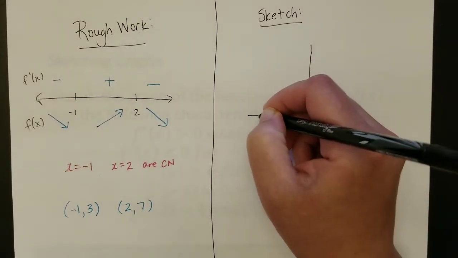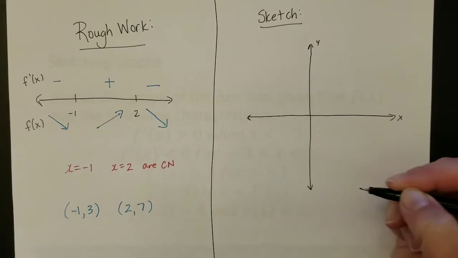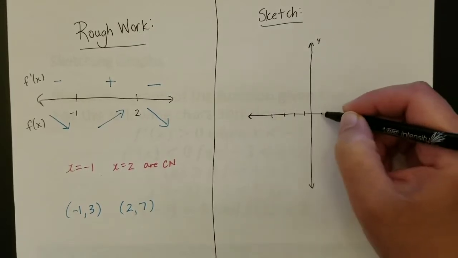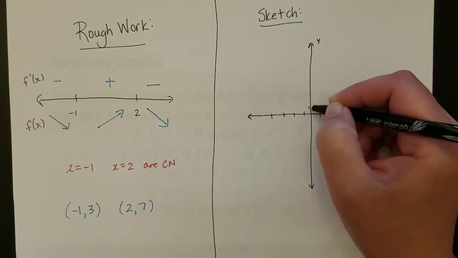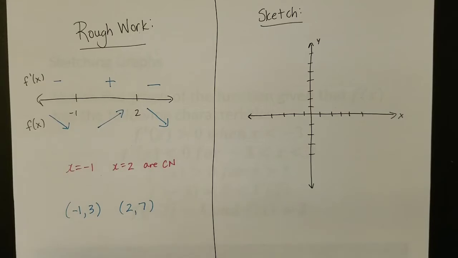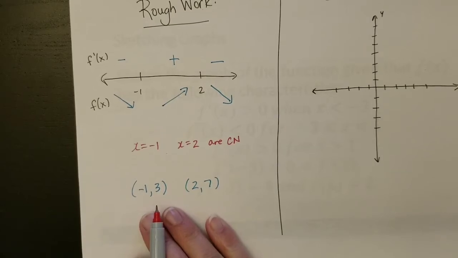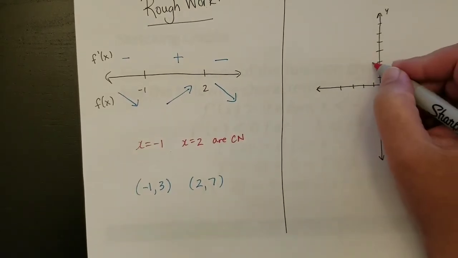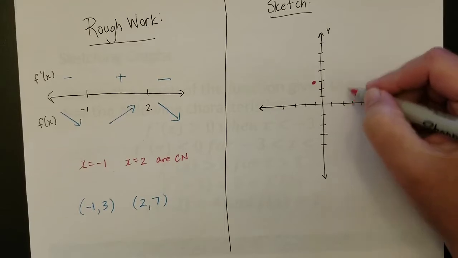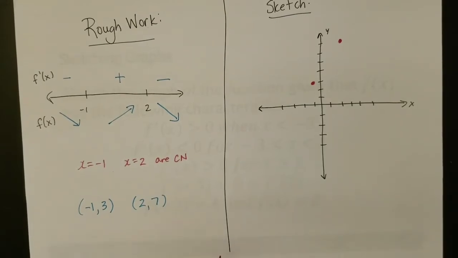It's not going to be super accurate here, but it should be accurate at least to the points that we're given. So we have been given 2 points, and that's the first information that I'm going to put on there. I know that the point -1, 3 is a point on my function, and I know that the point 2, 7 is a point on my function. Those points will be on the graph.